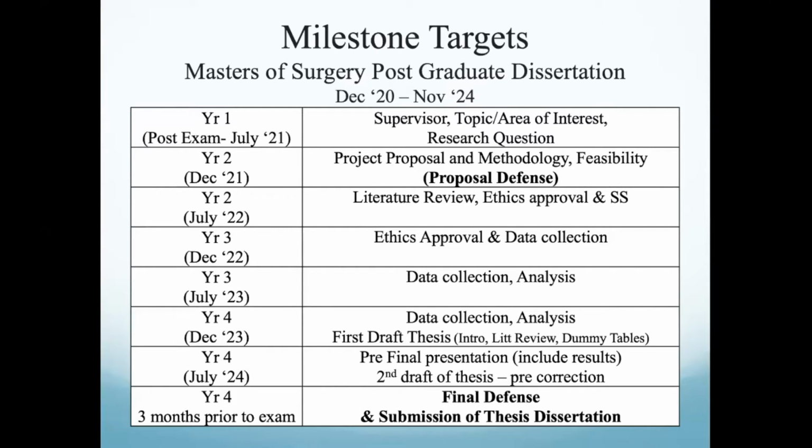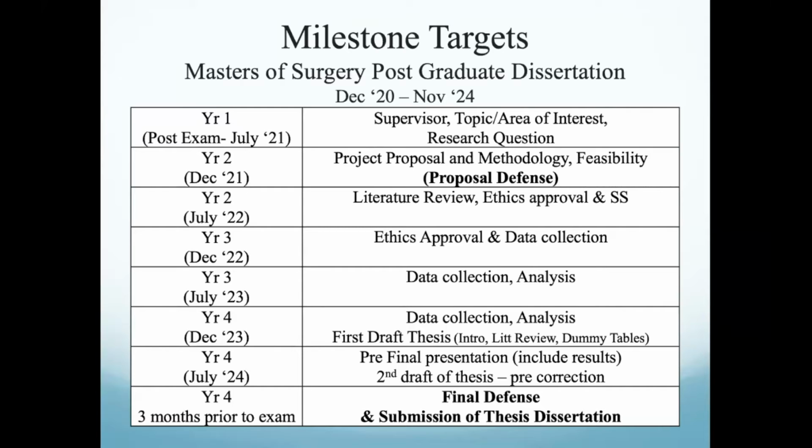So let's say you started your year 1 in December 20. By December 23, you must send in your first draft, which includes introduction, literature review, dummy tables, etc. And by mid year 4, in July year 4, you should have a second draft pre-correction thesis. And your final defense is usually held 3 months prior to the exam.